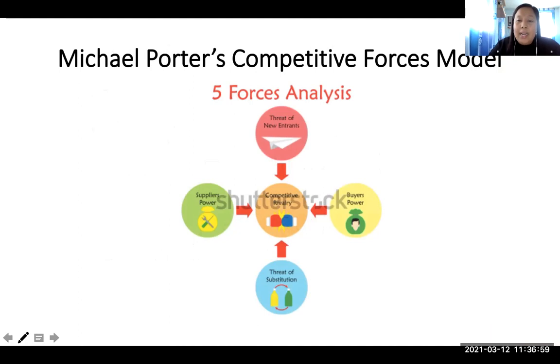So, what we have here at the middle is the degree or level of competition for that particular industry, and what are the forces affecting the identification of the degree or level of competition. So, we have the threat of new entrants, buyers' bargaining power, suppliers' bargaining power, and threat of substitution.